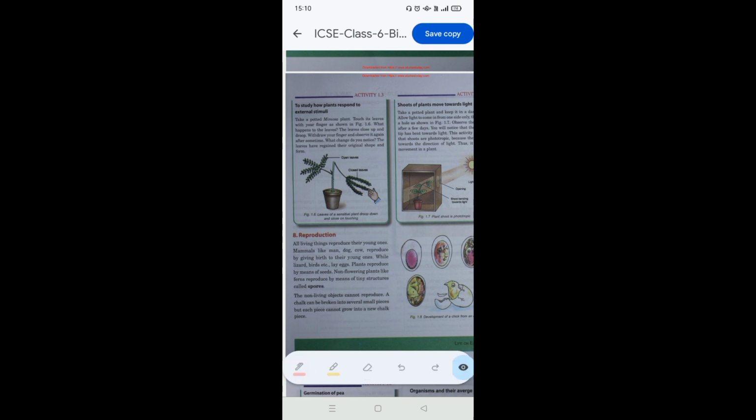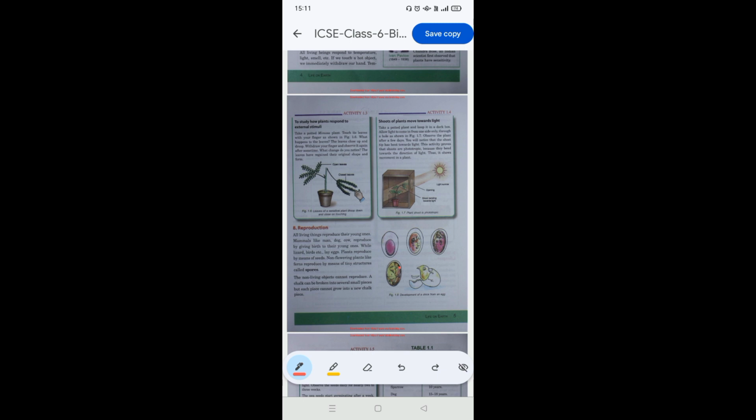So moving on, the eighth characteristic is reproduction. All living things reproduce their young ones. Mammals like man, dog, cow reproduce by giving birth to their young ones, while lizards and birds lay eggs. Plants reproduce by means of seeds. Non flowering plants like ferns reproduce by means of tiny structures called spores. The non living objects cannot reproduce. A chalk can be broken into several pieces, but each piece cannot grow into a new chalk piece.